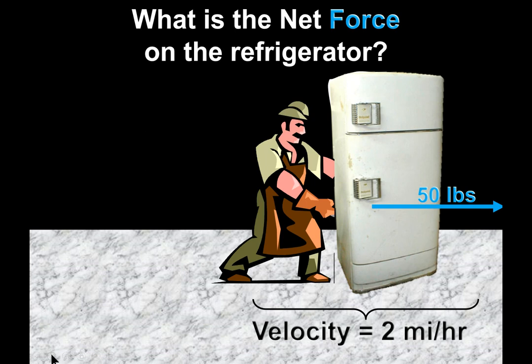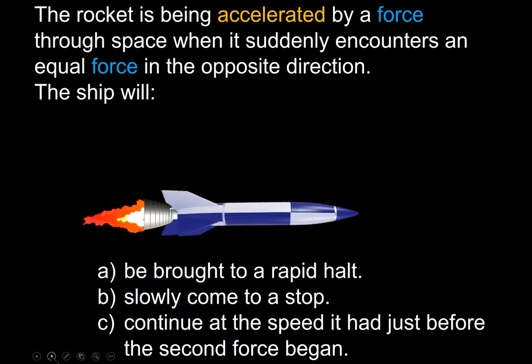The hint is velocity here. Friction would be the same, because it doesn't say it's accelerating, it has a velocity. So that means friction would have to be a perfect balance. So friction would also be 50 pounds going against the motion. So your net force would end up being 0 because the forces are balanced.